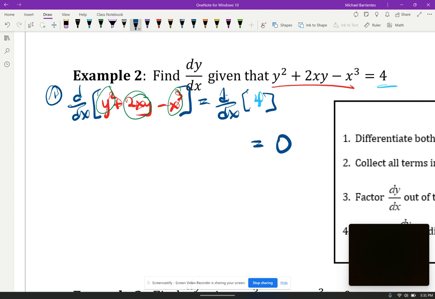So, taking the derivative of y squared with respect to x, that would be 2y times, I'm treating this as an inside function, so times the derivative of the inside, which is dy dx.